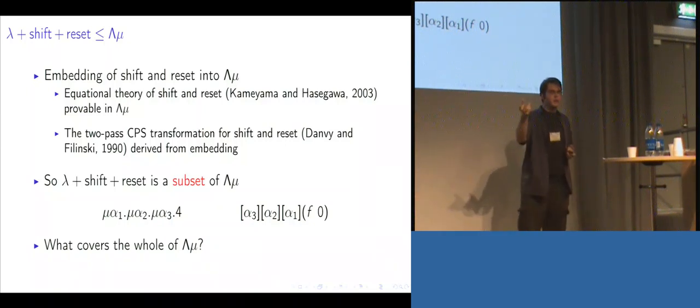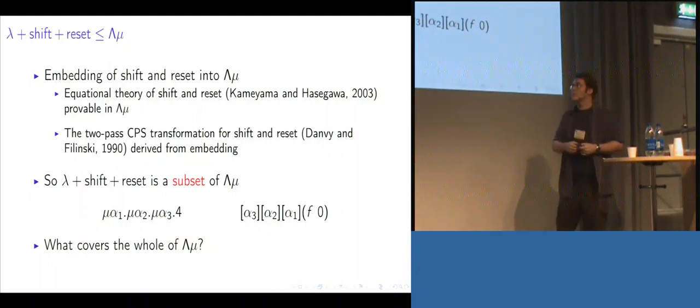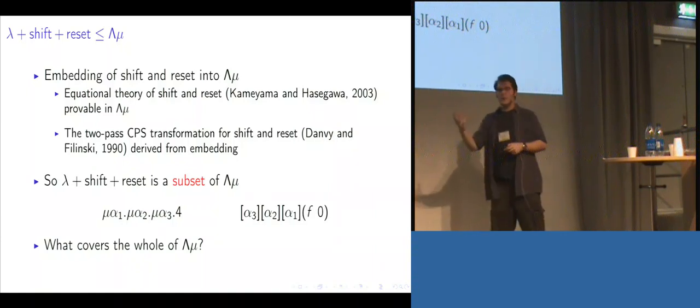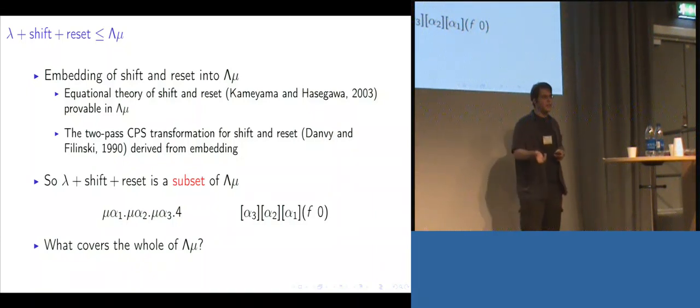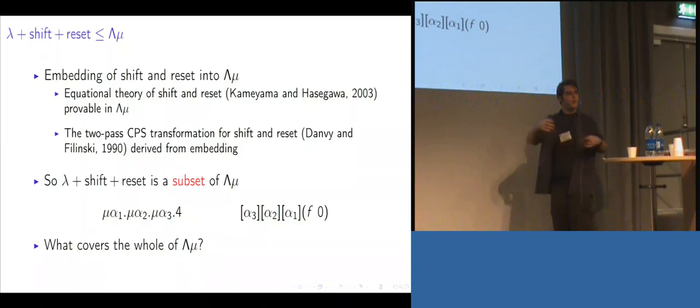But this embedding doesn't actually cover everything in the relaxed big lambda mu calculus. There are some terms which lie outside of that. So it's really a subset. So next we might ask ourselves, what would actually cover the whole thing?